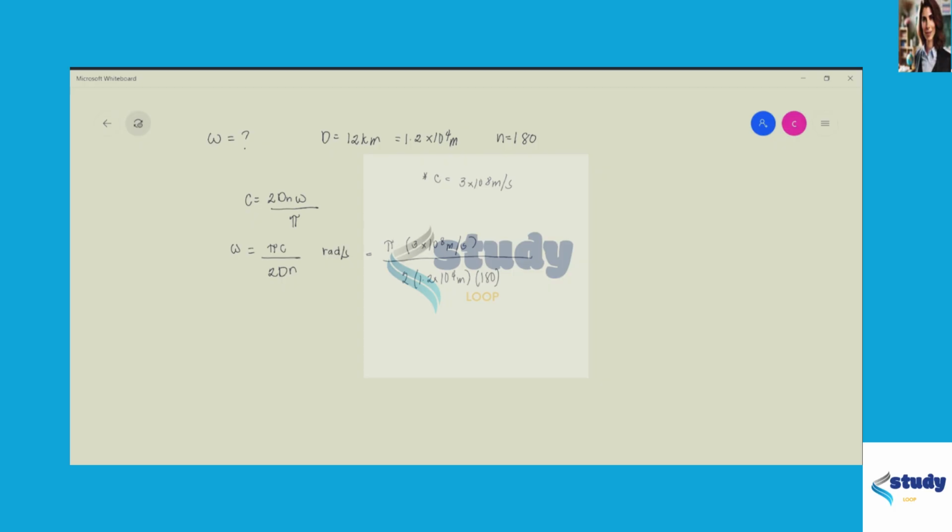To convert rad per second into degrees per second, we have to convert pi to degrees. So we will multiply by 180 degrees over pi. Solving this equation, the angular speed is equal to 1.25 times 10 raised to 4 degrees per second.